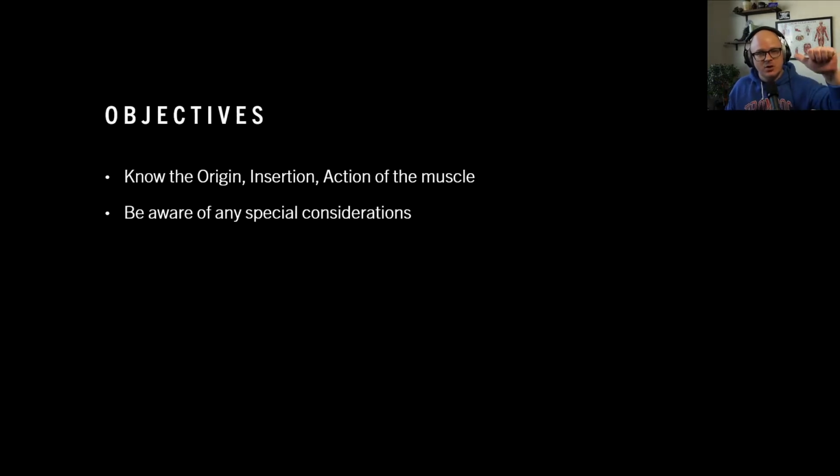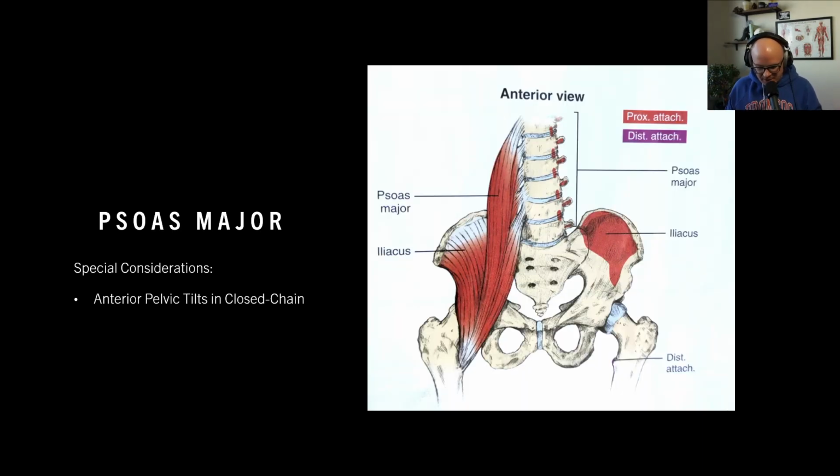Major objectives: origin, insertion, and action of the Psoas major, and then any other special considerations that you need to jot down as you continue to grow your knowledge about this muscle. So, Psoas major, special consideration. It's going to anteriorly tilt the pelvis when the femur is stationary, like a closed chain activity. I have tons of other content on tilting of the pelvis. But today, keeping it simple. If you don't know what anterior pelvic tilts are, write that down to the side, and that's going to be part of further exploration. But we're keeping it super simple today. One thing at a time. That's how you eat that elephant, right?